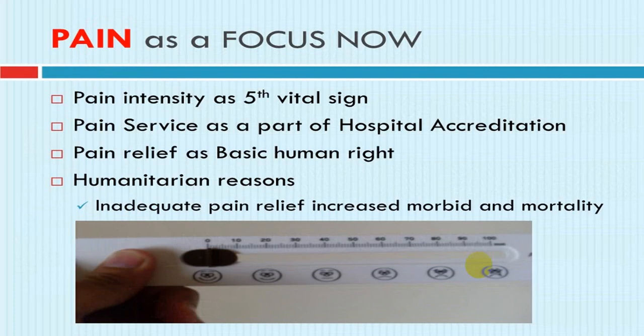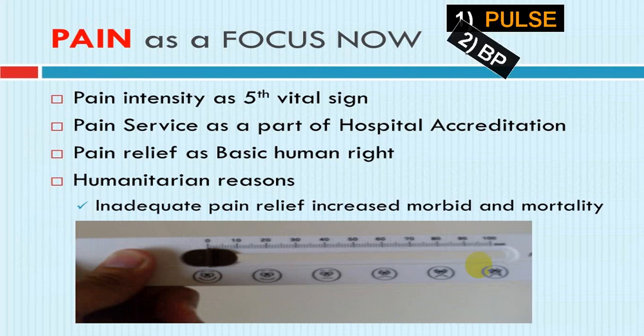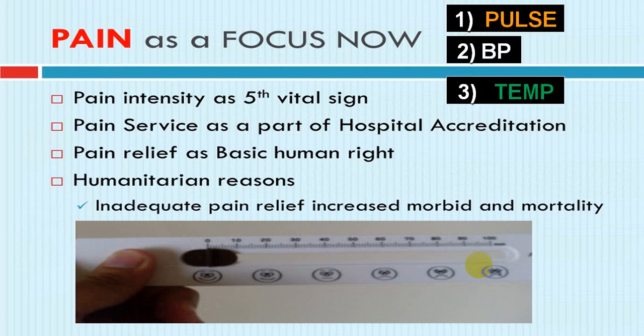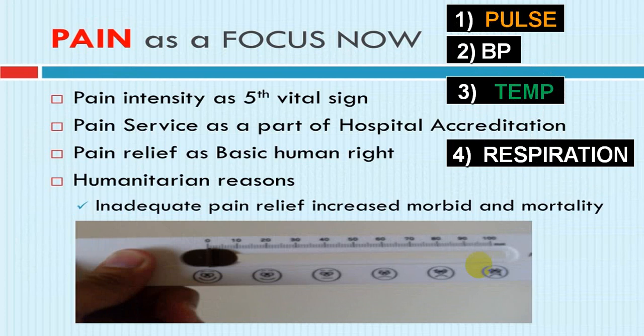Pain intensity is included as one of the vital signs. Normally we check only 4 vital signs, that is pulse, blood pressure, temperature, and respiration. But pain intensity is taken as the 5th sign, and even level of consciousness is also included in the vital signs. They also include urine input output chart, cyanosis, and skin conditions, etc.